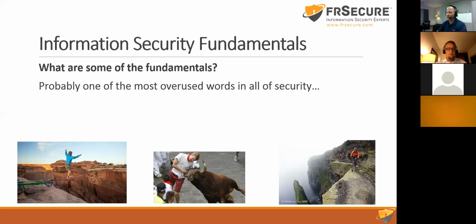Another one of those things is risk. Everybody's talking about risk-based information security programs, and how important it is that we understand what risk is. Risk is used everywhere. Everybody, at least in our industry, is talking about risk. Risk is overused. So there are some pictures of risk.